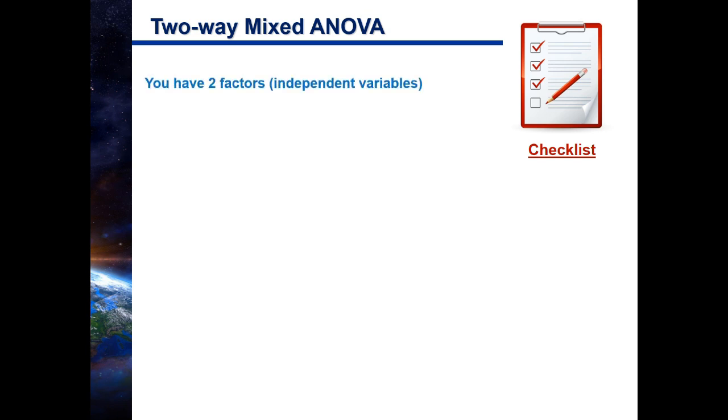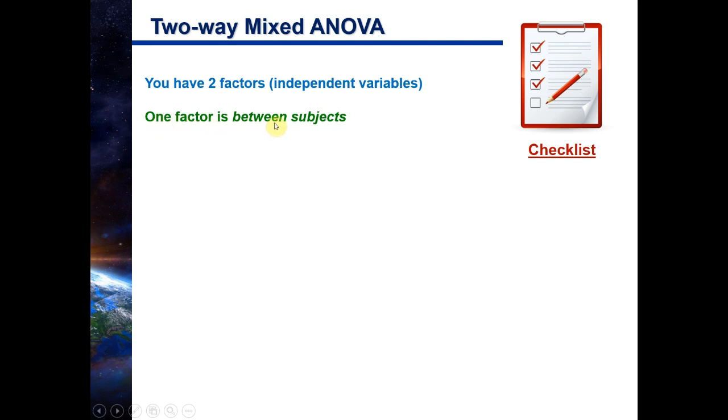Number one, you have factors. That means you have two independent variables. What gives that away? It's a two-way. If this said three-way, we know we would have three factors, but this says two, so it's a two-way.